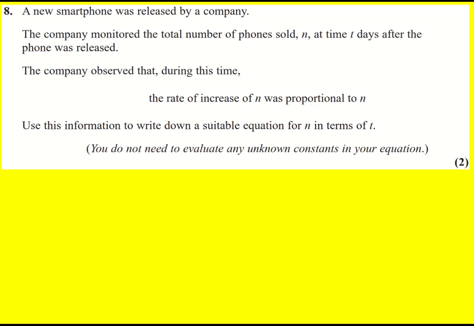A new smartphone was released, and the company monitored the total number of phones sold n at time t days after the phone was released, and they observed that during this time the rate of increase of n was proportional to n. So I think we can assume that the rate's going to be increasing over time rather than decreasing, because we're going to start with one being sold, I guess, as our starting point. That's when we're going to put the timer. And actually, I've kind of given it away with this graph what the answer is going to be.